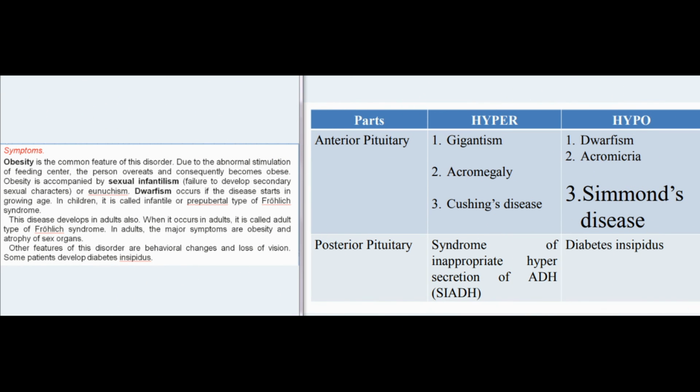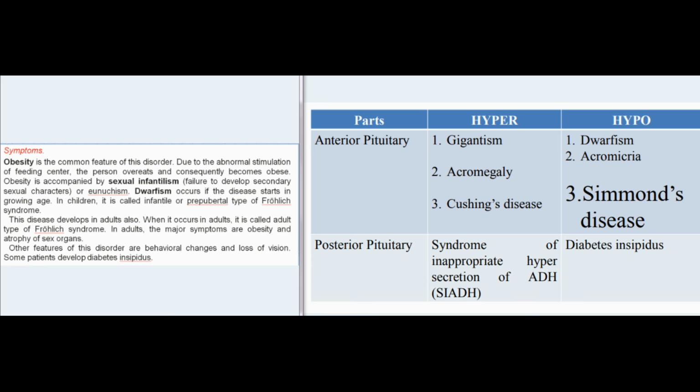Symptoms. Obesity is the common feature of this disorder. Due to the abnormal stimulation of feeding center, the person overeats and consequently becomes obese. Obesity is accompanied by sexual infantilism, failure to develop secondary sexual characters, or eunuchism. Dwarfism occurs if the disease starts in growing age. In children, it is called infantile or prepubertal type of Froelich syndrome.